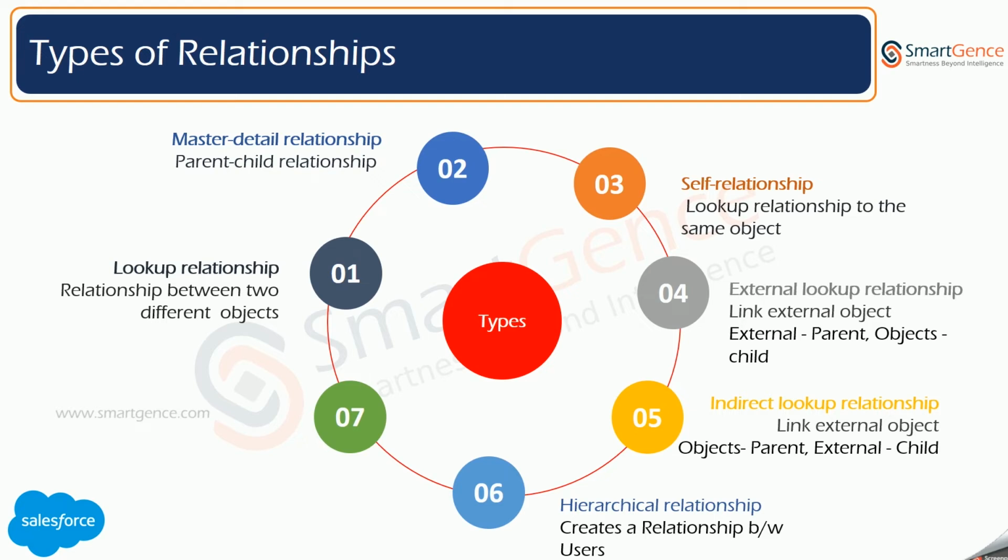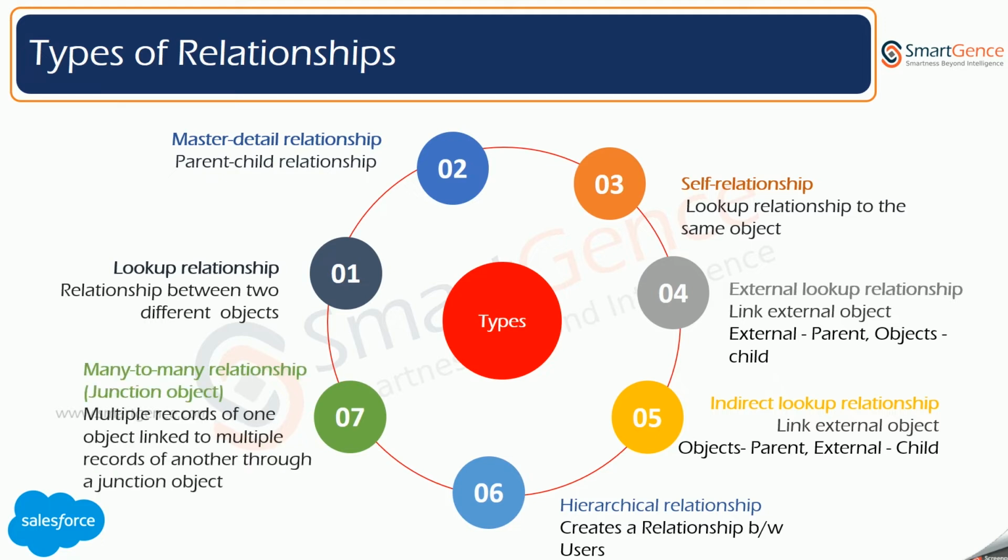So hierarchical relationship is the relationship used to create between users. This is specific only to the user object. For example, if you want one user to be referred to another user as a manager, then we will be creating this hierarchical relationship. Then many-to-many relationship. As explained, if there are multiple records of one object linked to multiple records of another using a custom object, then it is called the many-to-many relationship. We will see this in detail with an example in another two slides.